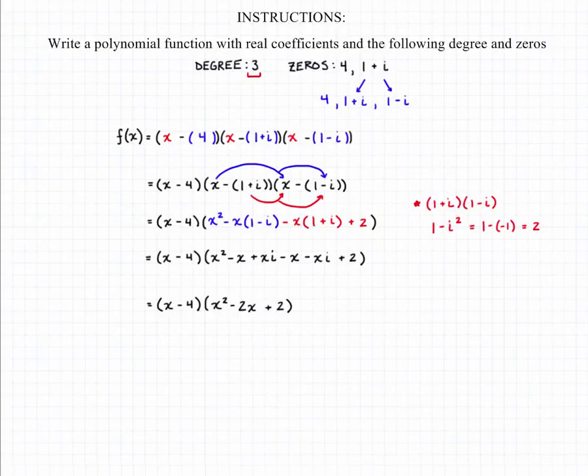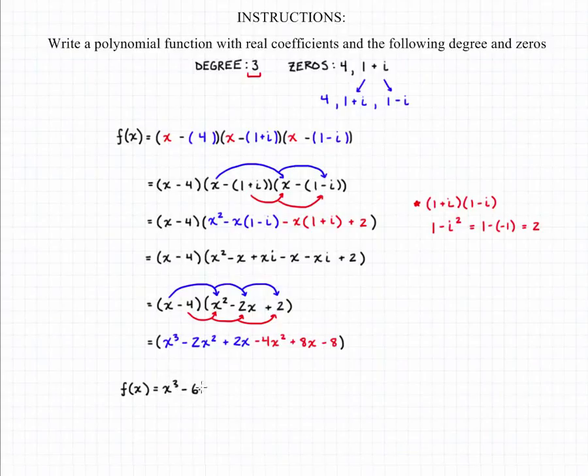And now we can perform polynomial multiplication on this group. So we're going to take x, multiply it by x squared. We're going to take x and multiply it by negative 2x, which will give us negative 2x squared, and then multiply it by 2, which will give us a positive 2x. We then go back to the negative 4 and repeat the process. We'll have negative 4x squared, positive 8x, and a negative 8. And if we clean everything up here and change the order around, we will have our final answer, which is x cubed minus 6x squared plus 10x minus 8.